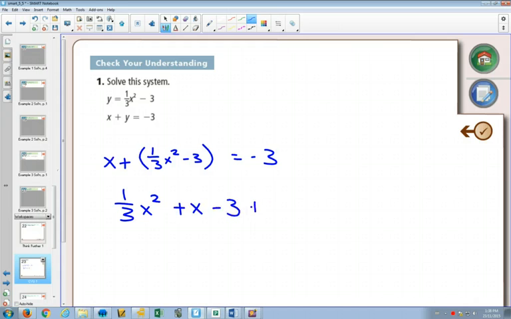if I add 3 to both sides to make one side equal to 0, you're going to find out that your 3's cancel out and you just have 1/3 x squared plus x equals 0. How many people got this far?